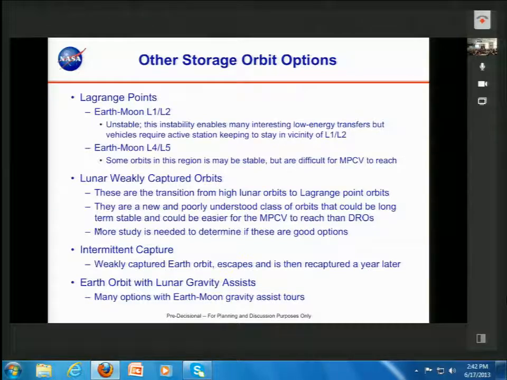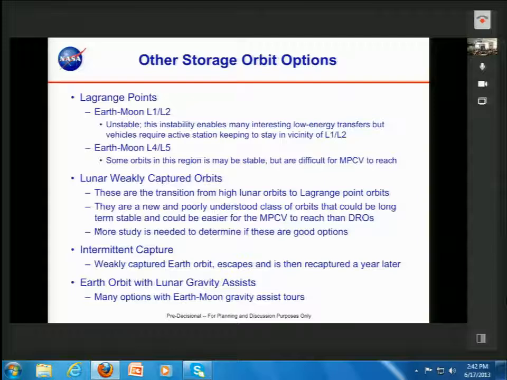Another interesting idea is intermittent capture. There are asteroids that naturally enter the Earth-Moon system and stay around the Earth for a couple of years before being thrown out. You potentially could design this behavior once you're controlling the asteroid so that when it's thrown out, it then enters a heliocentric orbit such that it will come back to the Earth a year later. These potentially could be extremely low delta V and could allow even larger asteroids to be captured.